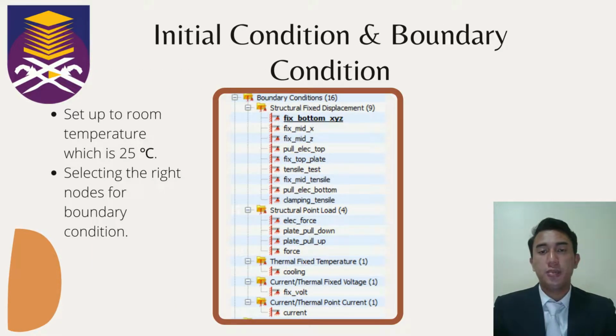Initial condition and boundary condition. The temperature is set to 25 degrees Celsius, which is the same as room temperature. The temperature will increase as the current increases. The next one is important, which is selecting the right nodes for boundary conditions. If we do not select the right nodes, we will have problems with our simulation.